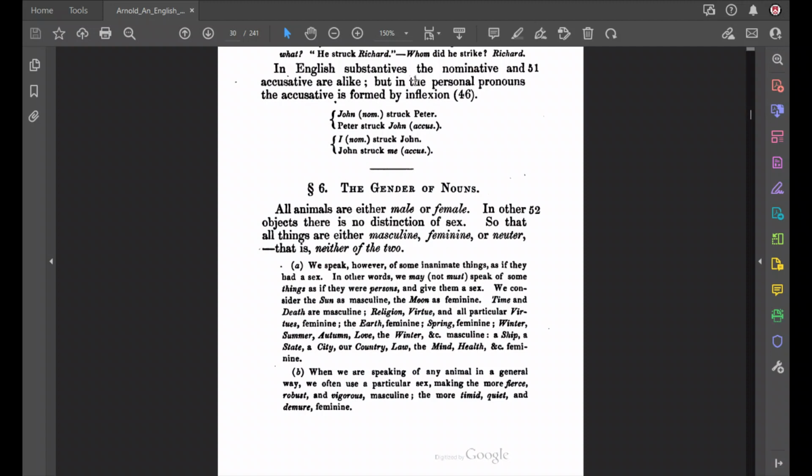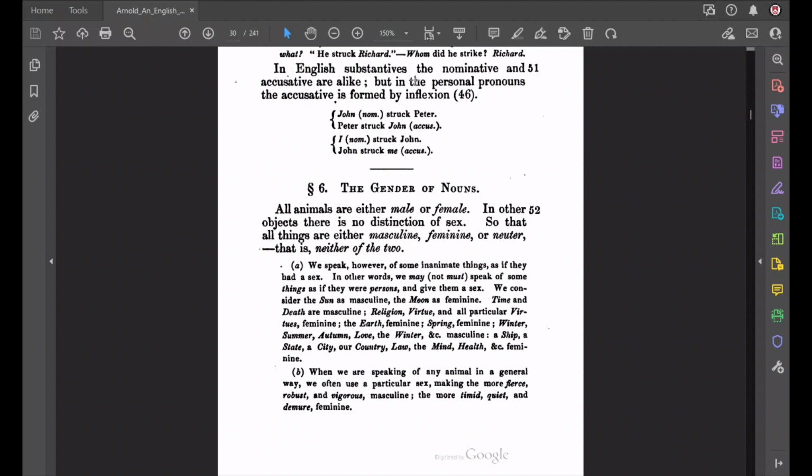We said in that first paragraph, in paragraph 52, that animals are male and female, but in other objects there is no distinction of sex. And I mentioned plants and rocks and things like that. But in Note A, we learn that even though there is no natural gender in things that are not animals, we still think of them and refer to them as if they did have gender.